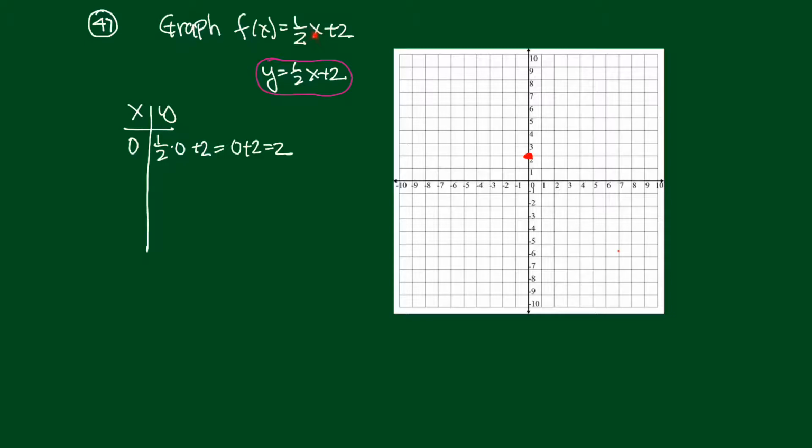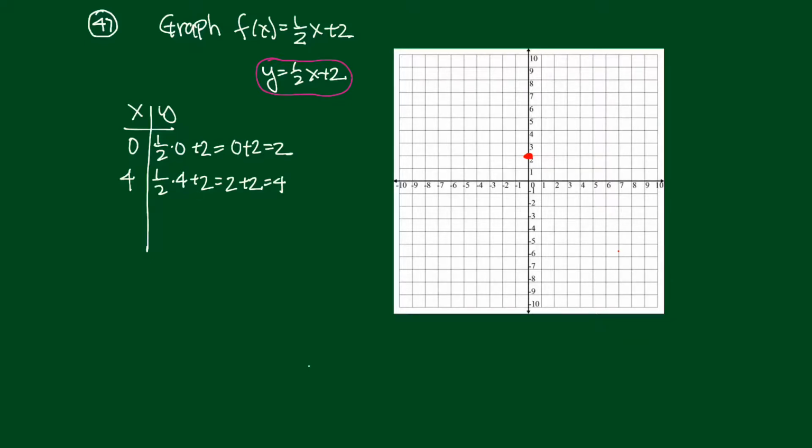How about if we pick 4? Now I'm picking 4 because it's a little farther away from 0, so I get a better feel for where that graph is going to be when I try to draw the line. So I'm going to pick 4. Then I'm going to put that 4 right back up there into x. So I will get 1/2 of 4 plus 2. Half of 4 is 2. Plus 2 is 4.